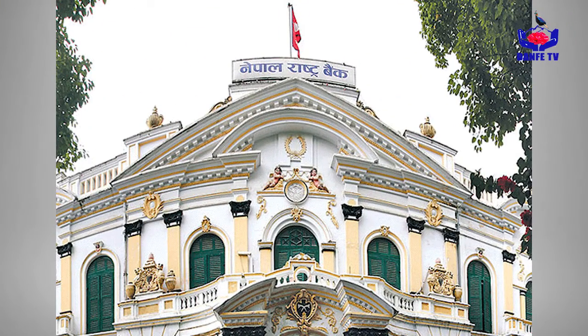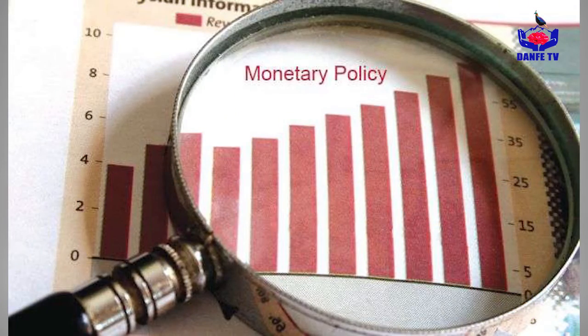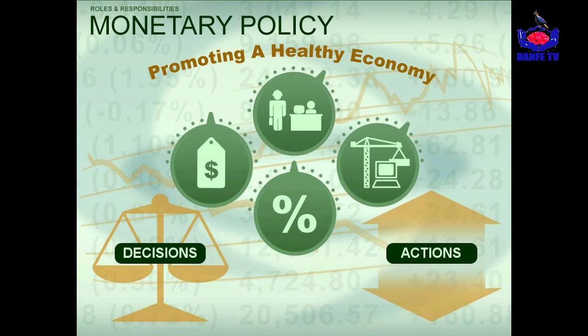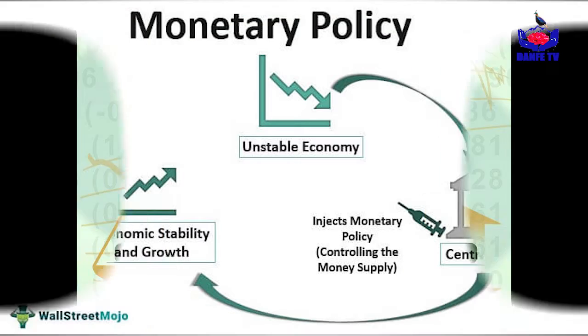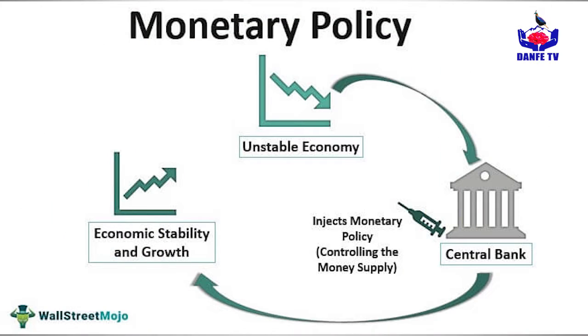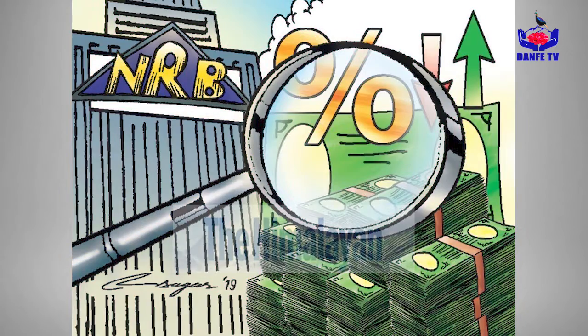On today's news, we have a report titled "Does Monetary Policy Play an Important Role in Curbing Inflation?" Nepal Rastra Bank has been formulating monetary policy every year. Although monetary policy is formulated once for a fiscal year, it is reviewed every 3 months. According to NRB, monetary policy is formulated to maintain economic stability.